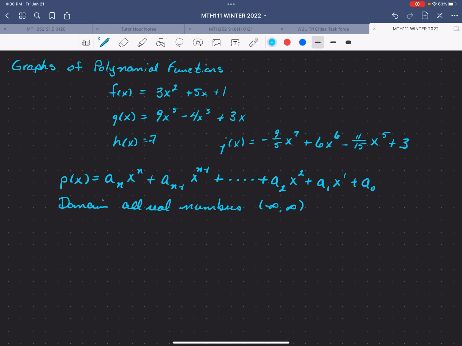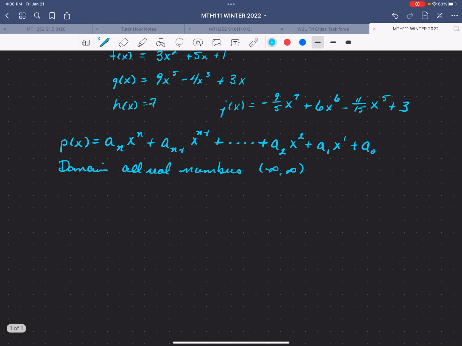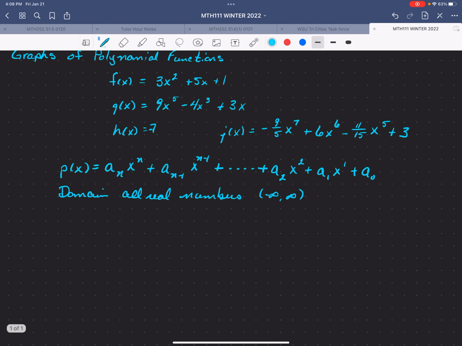So what else? Well, let's talk about a little vocabulary here, so we all speak the same language. So we need to talk about the degree of a polynomial. The degree is the highest exponent applied to a variable.